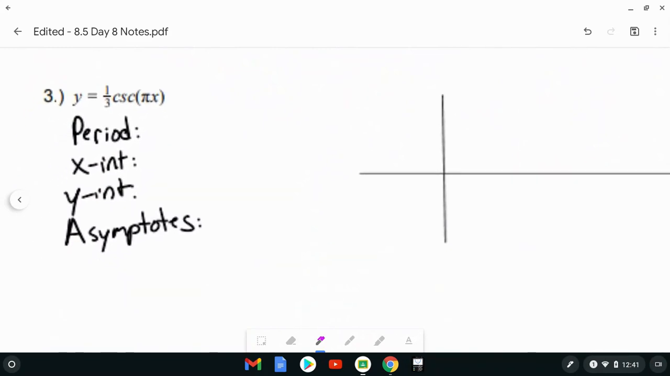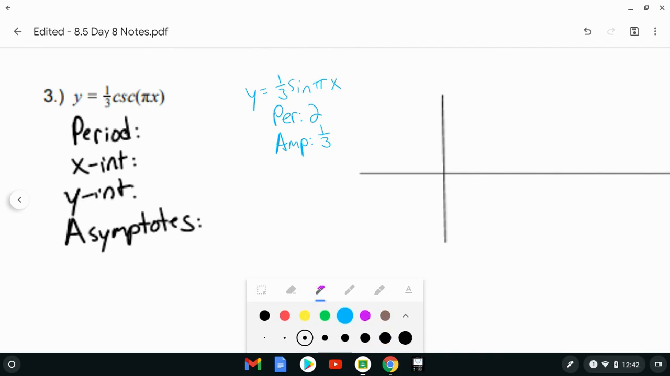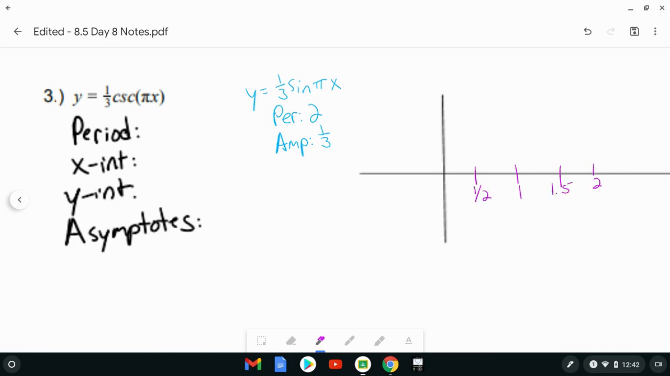And then the last problem here, we're going to do the cosecant one. So again, let's graph its counterpart, 1/3 sine of pi x, where the period would be 2, because that's 2 pi over pi, and the amplitude would be 1/3. So if we go 1, 2, 3, 4 tick marks, we got 2, 1, 1/2, 1.5. Amplitude is 1/3. -1/3 is our minimum.